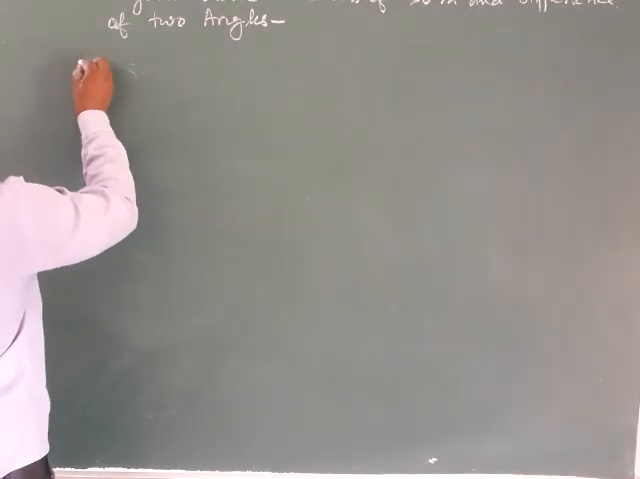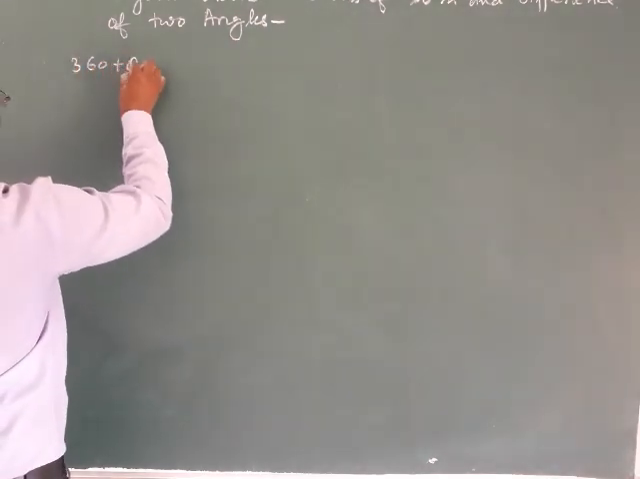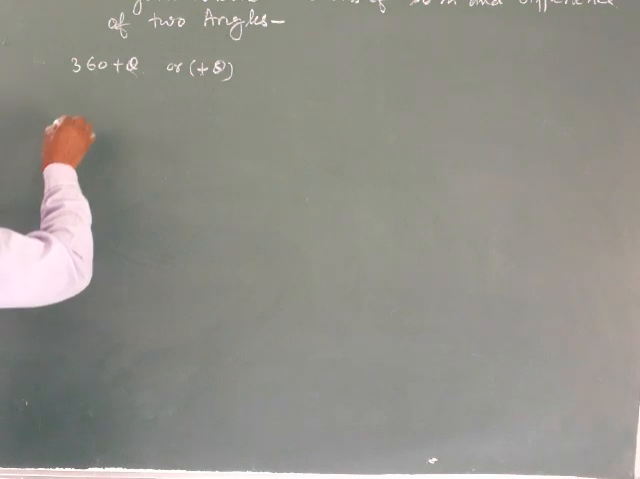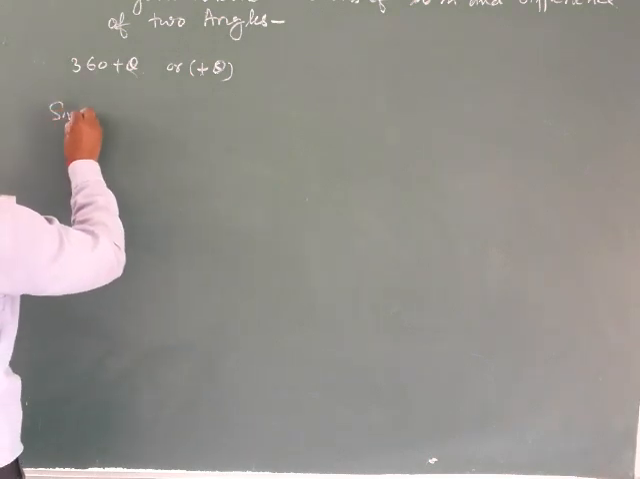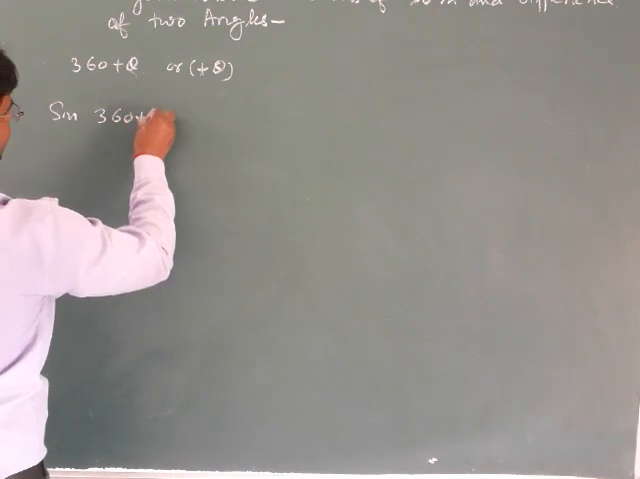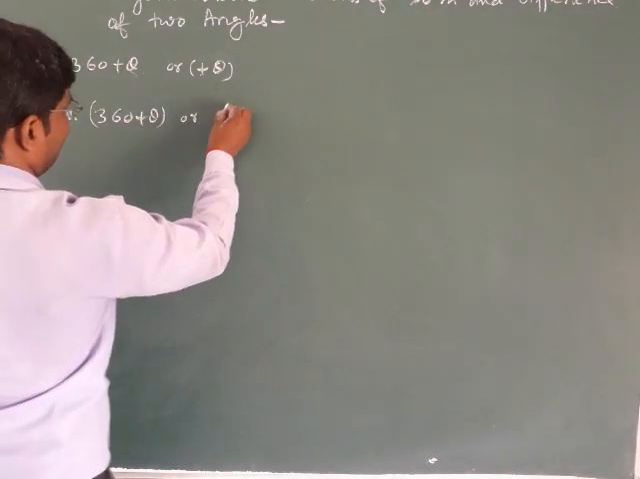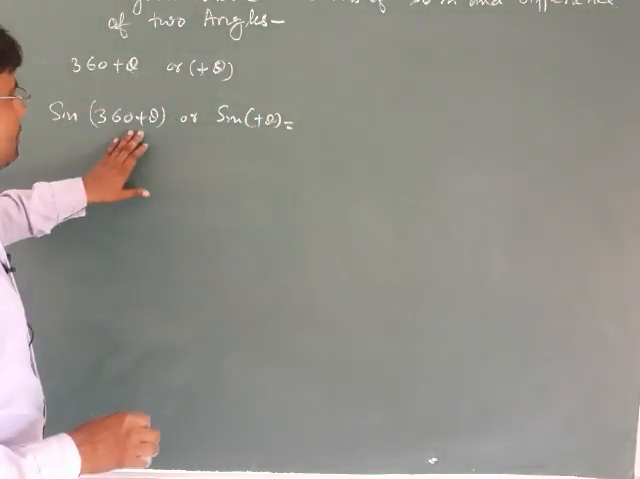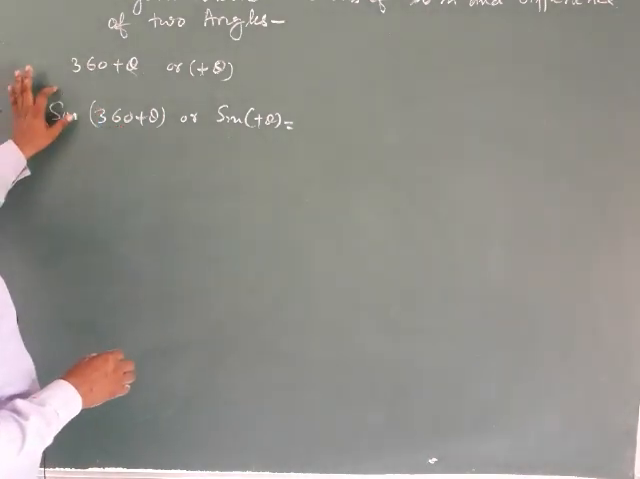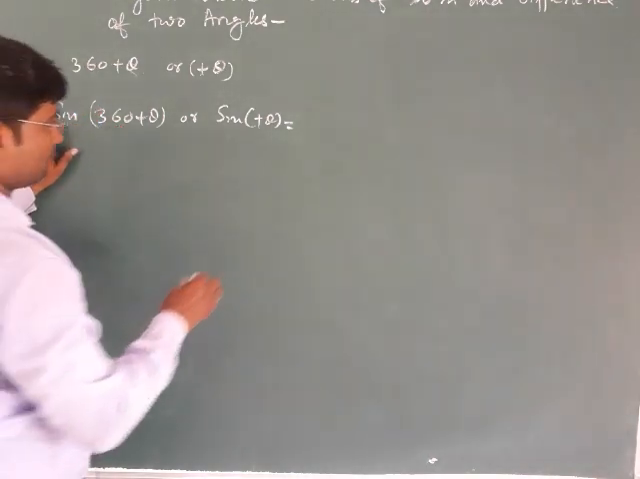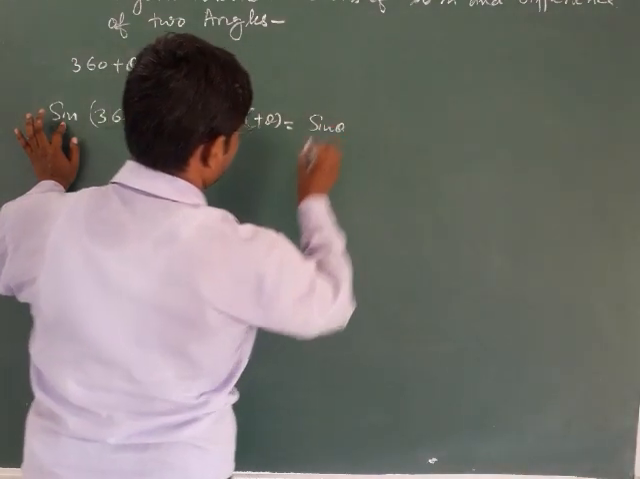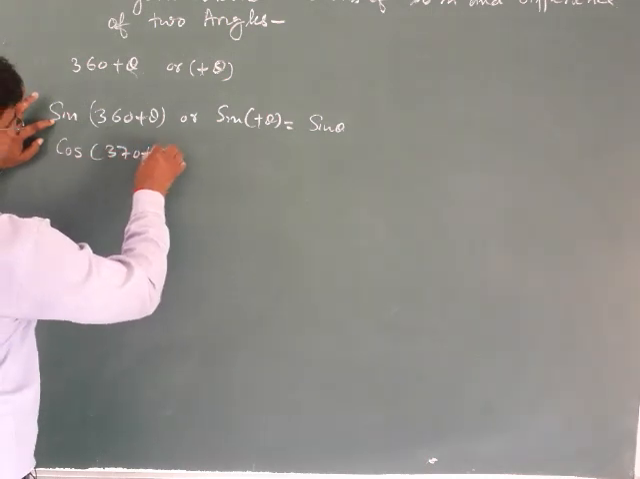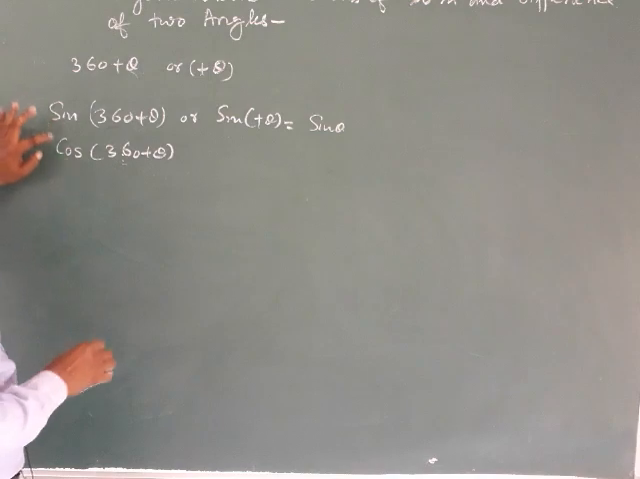So 360 plus theta. Sin of 360 plus theta: for 360 there is no change in the sin ratio, so this is sin theta. Cos of 360 plus theta.